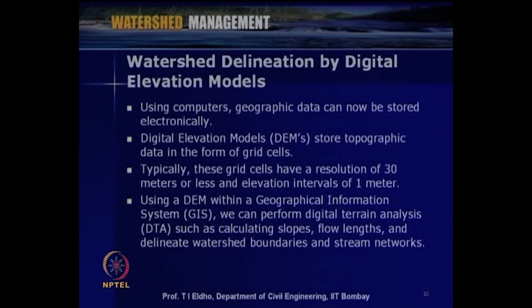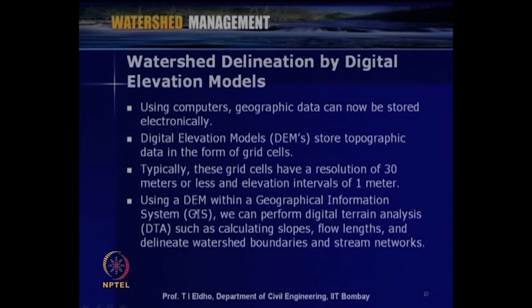Accordingly, depending upon the contour interval and various other parameters, we can get the digital elevation model resolution, and then the intervals we can fix accordingly. For example, if it is 30 meter, then we can have an interval of 1 meter, or if it is a 1 meter digital elevation model, then we can have even 10 centimeter based intervals. Using a digital elevation model within a geographic information system, we can perform detailed terrain analysis.